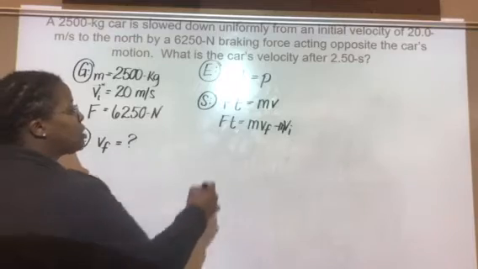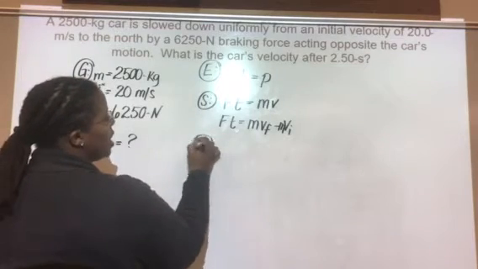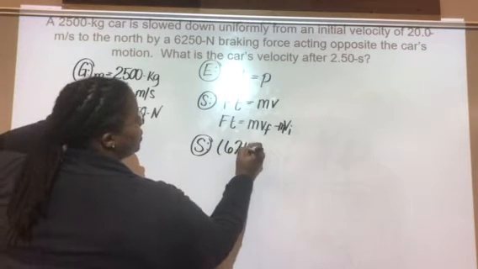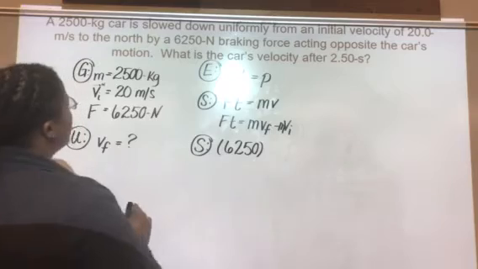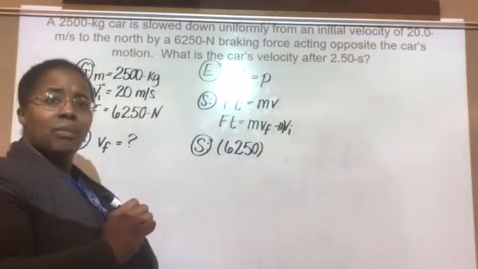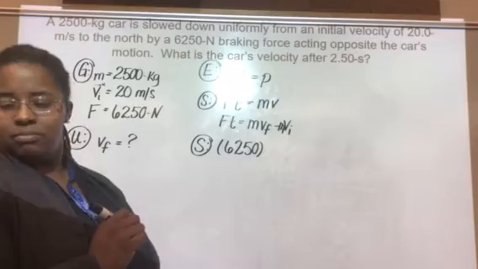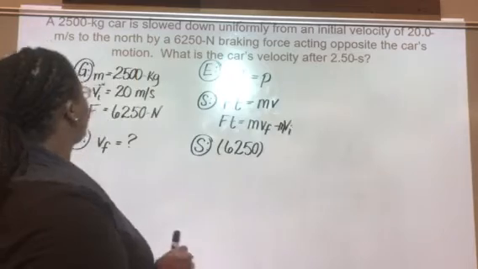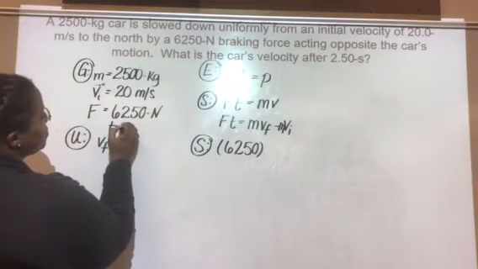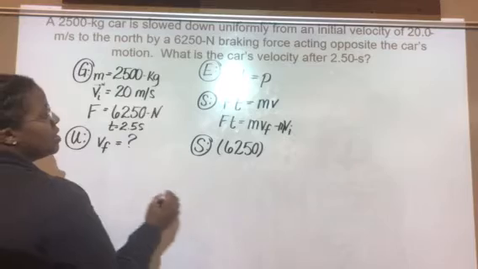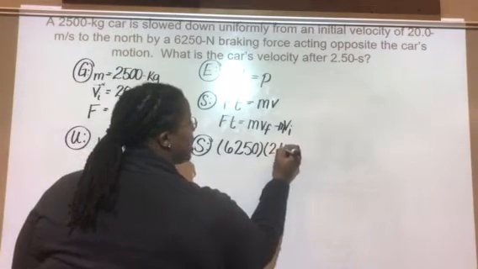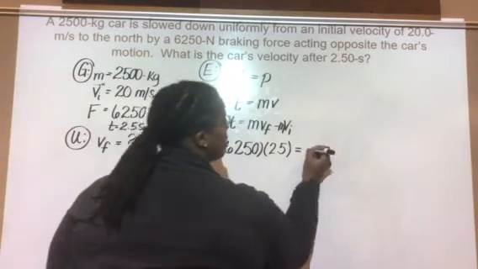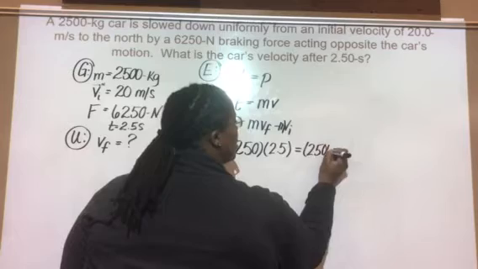Now, let's start to solve. I'm going to plug in my force, which was 6,250 newtons. Time. Anything about time? I don't think so. Take it back. We missed a little of our given, right? We had 2.5 seconds. So let's just squeeze that in. So my time is 2.5 seconds. The mass, 2,500 kilograms.